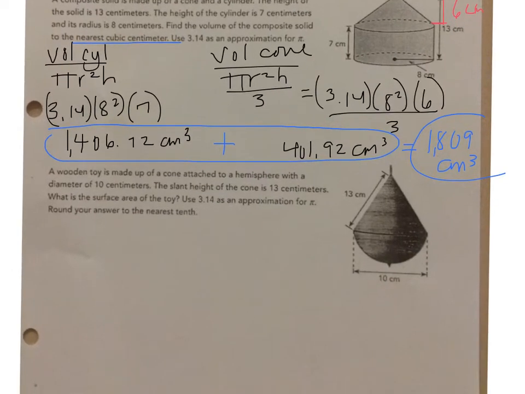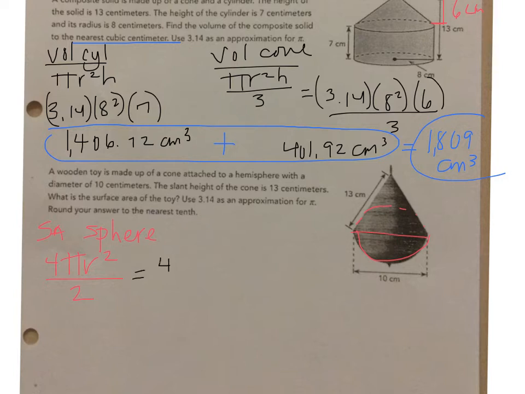Okay, so let's look at the second one. A wooden toy is made up of a cone attached to a hemisphere, so a half of a sphere. The slant height of the cone is 13 centimeters. What is the surface area of the toy? Okay, so we need to find the surface area of half of a sphere. Surface area of a sphere is 4 pi r squared. But we want half of a sphere, so we're going to have to divide that whole thing by 2, because you don't want the whole sphere. So if you look here, you only have half of it. The other half of the sphere would be up here.